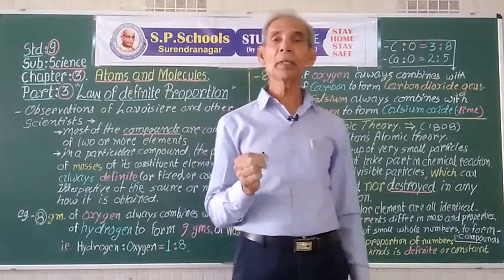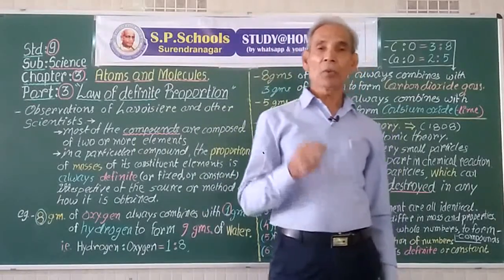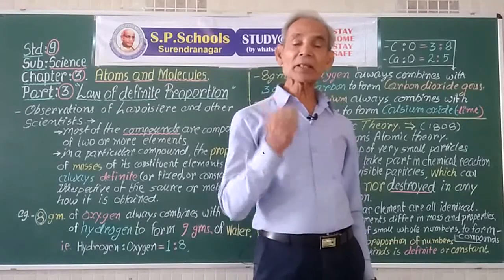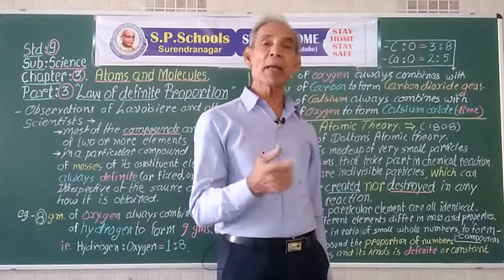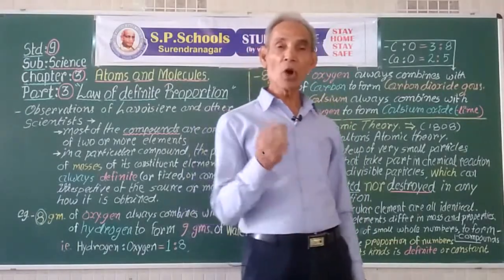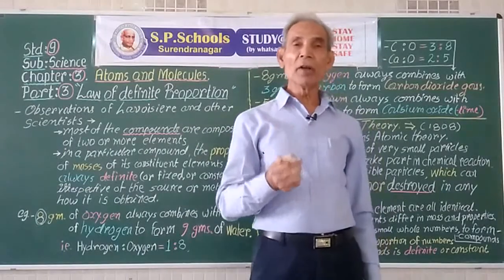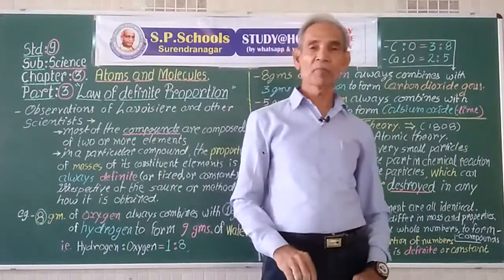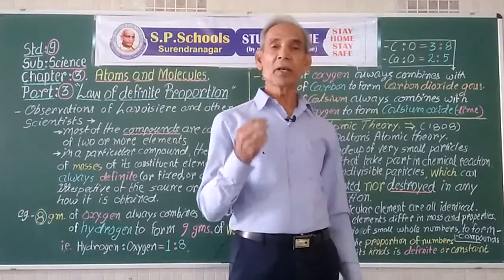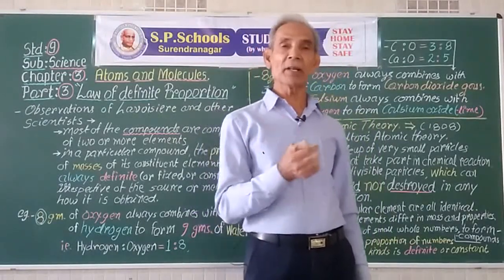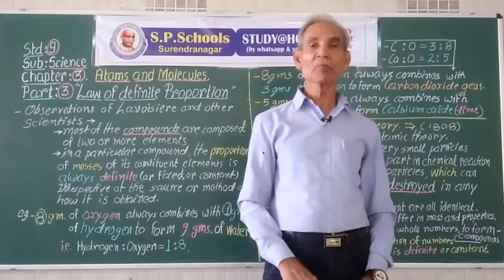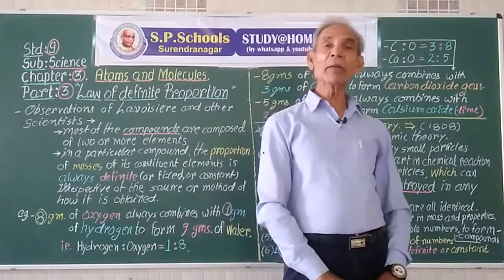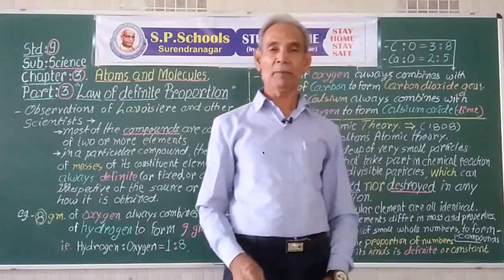For example, copper. From copper, we can get nothing but copper by any method. Gold. From gold, we can get nothing but gold by any method. From iron, we can get nothing but iron by any method. From mercury, we can get only mercury by any method.